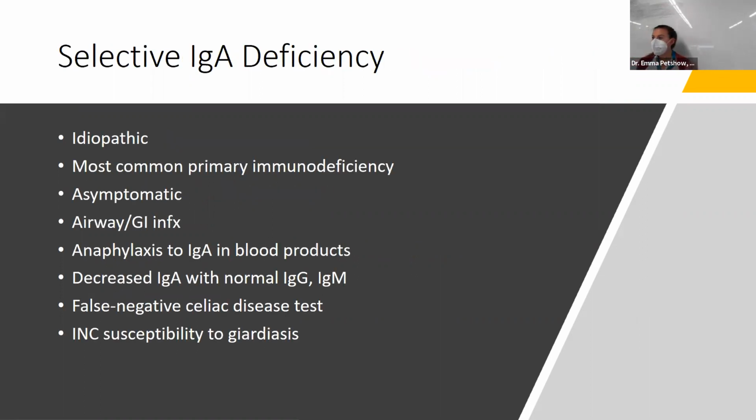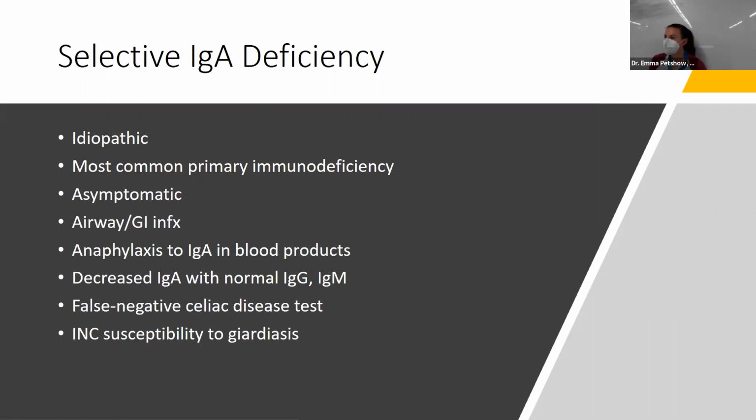In selective IgA deficiency, we can think about what it could be deficient in, right? It is idiopathic. That's most commonly known as we don't exactly know what causes it. It can also be asymptomatic until you get either an airway or a GI infection, which then tends to be affected the most. It is the most common primary immunodeficiency. So congenital immunodeficiency, it's the most common.